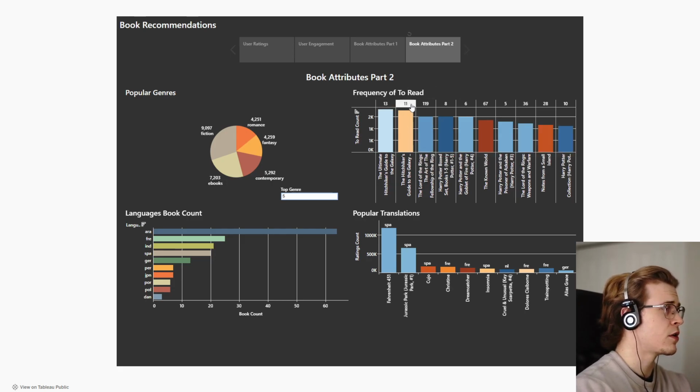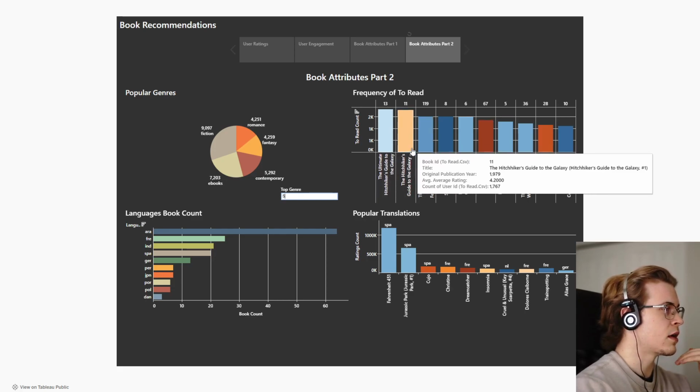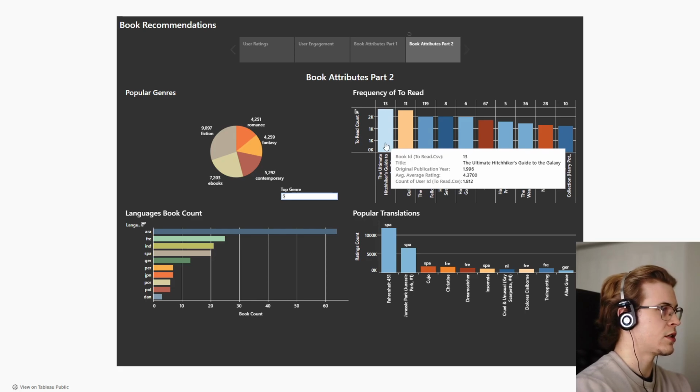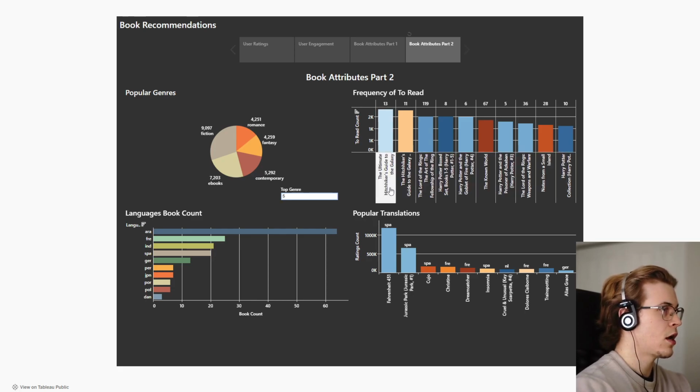Next, we have the frequency of to read. So some books just appear in users' profiles under the category of to read more than others, like The Ultimate Hitchhiker's Guide to the Galaxy. I found this chart particularly curious because what about these books do people want to read so badly but just never do?